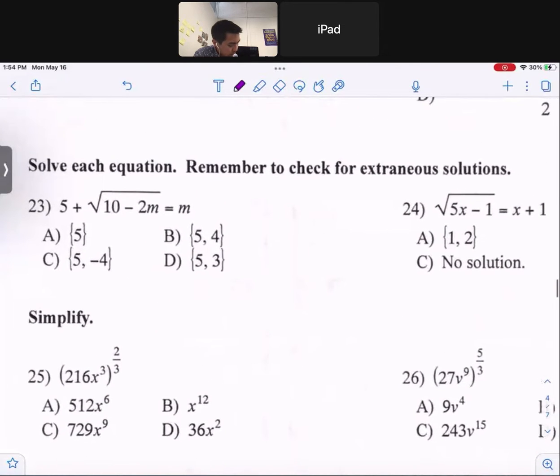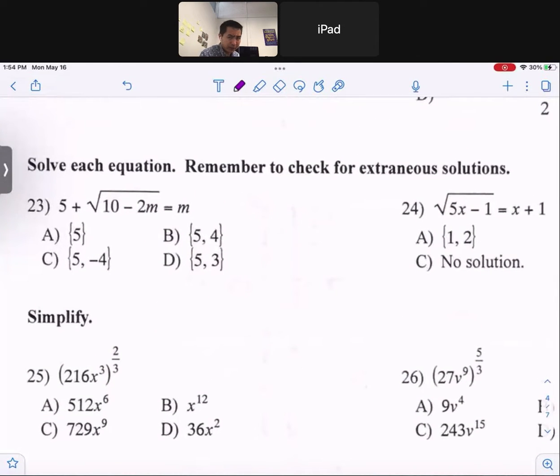Alright, now solving for radical equations. So first, you guys got to isolate the radical. So I'm going to subtract 5 to both sides. And we get radical 10 minus 2m equals m minus 5. Now we need to get rid of the square root, you guys, so we got to raise both sides to the second power. 10 minus 2m, remember, m minus 5 squared, you guys, is m minus 5 times itself.